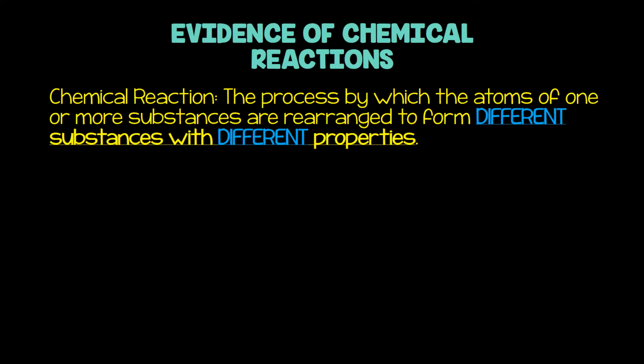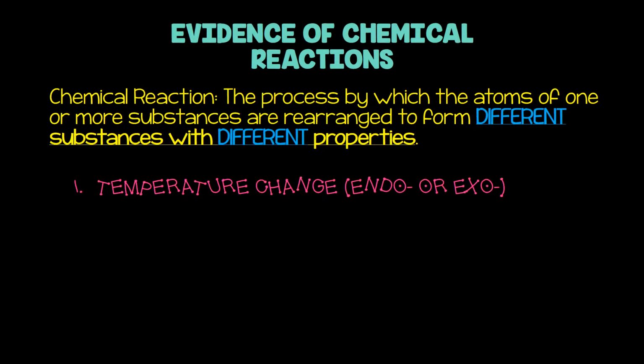A chemical reaction is a process where one or more atoms of a substance or substances are rearranged to form a new substance with new properties. Since we cannot physically see atoms breaking and hooking up with each other, we need to look for evidence of a chemical reaction. Some common evidences are temperature change. This can be exothermic or endothermic. Exothermic means heat is released, so the temperature goes up. Endothermic means heat is absorbed, so the temperature goes down.